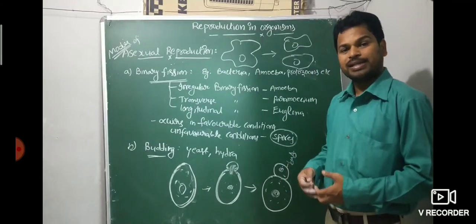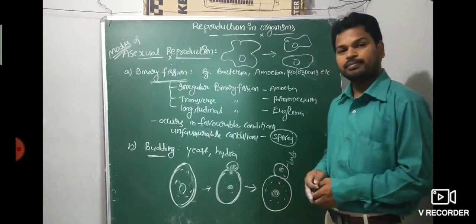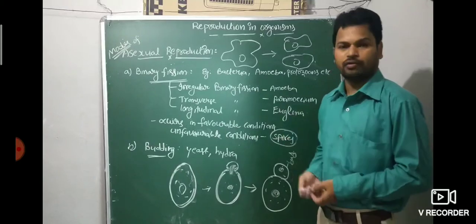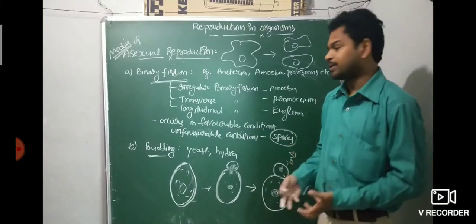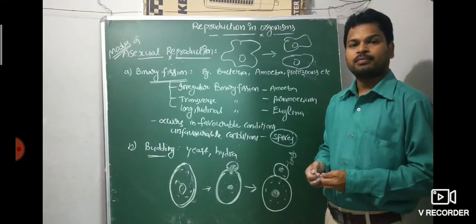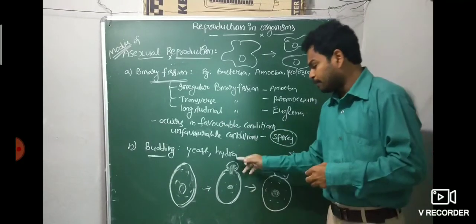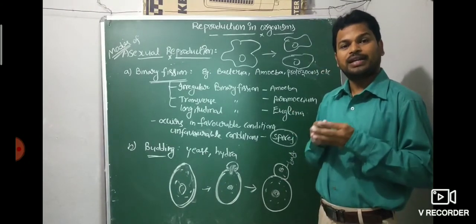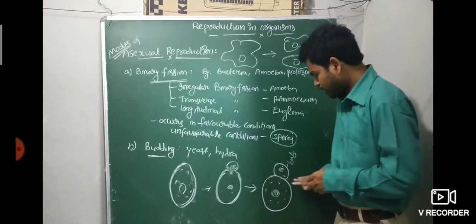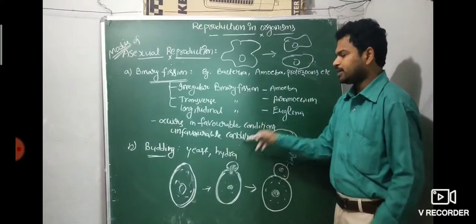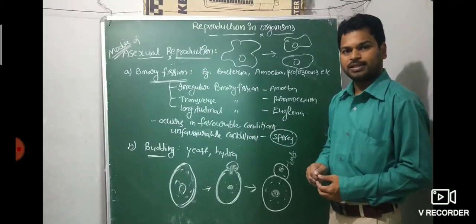When this bud separates or detaches from the parent, it develops into a new individual. That's called budding. So due to unequal cell division, a small extra growth on the parent body is called a bud, and when detached it develops into a new individual. Example, yeast and hydra.